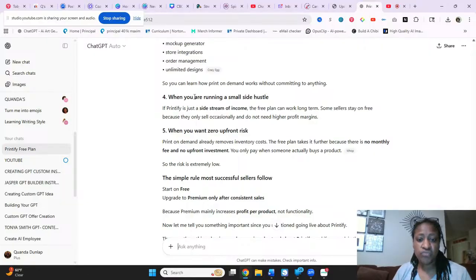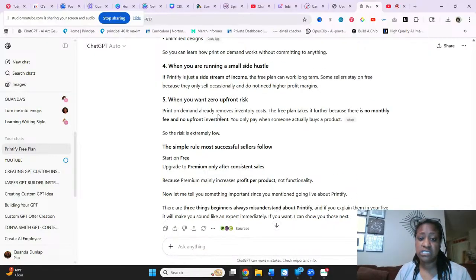Four, when you're running a small side hustle. If Printify is just a side stream of income, the free plan can work long term. Some sellers stay on free because they only sell occasionally, me, and do not need higher profit margins. I do want the higher profit margins, but I don't use it as much, so it's like I'm losing money, actually.